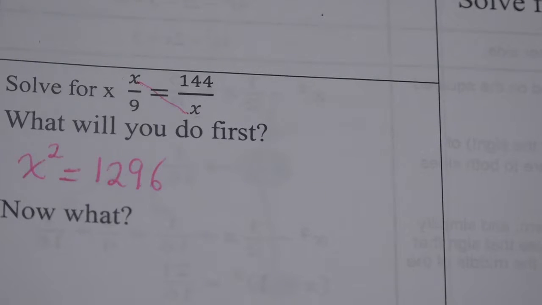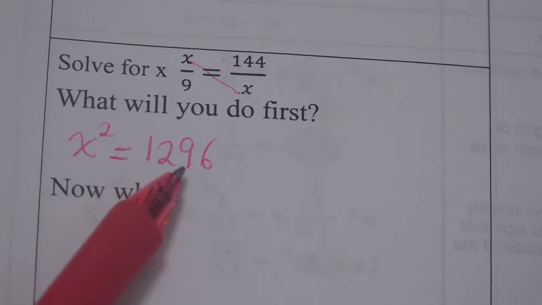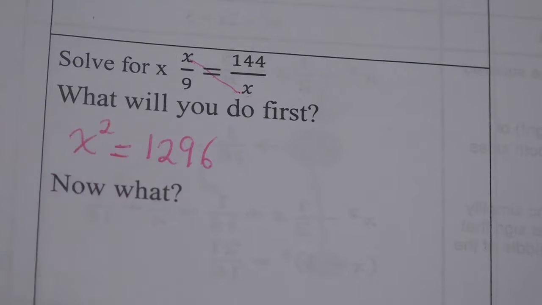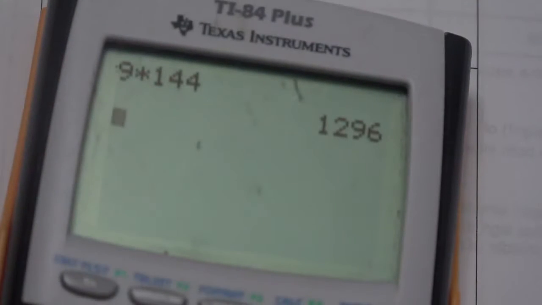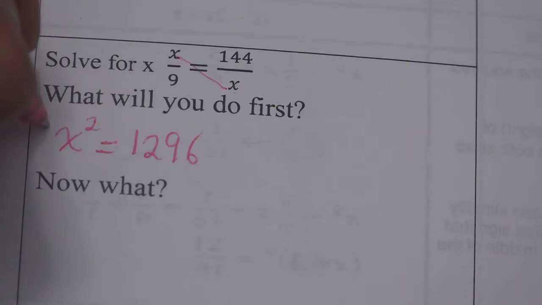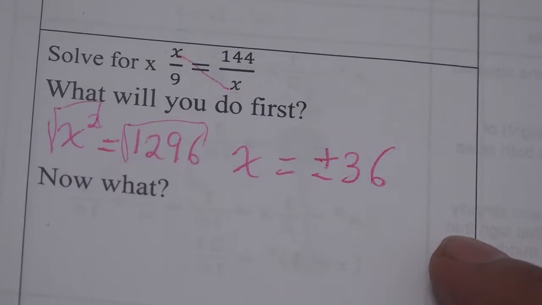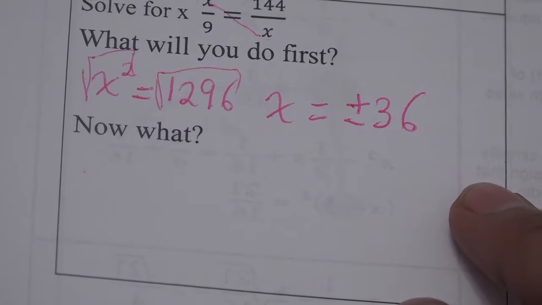Okay? And now what do I do? Nothing. Look at this. We could figure out if 1296 has a perfect square root, okay, and we can undo the squaring. So let us figure out. Square root of 1296 is 36. So therefore, I take the square root of both of these little rascals and I get x equaling to plus or minus 36.